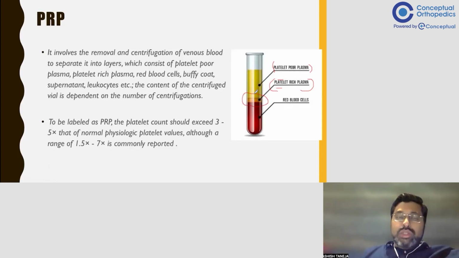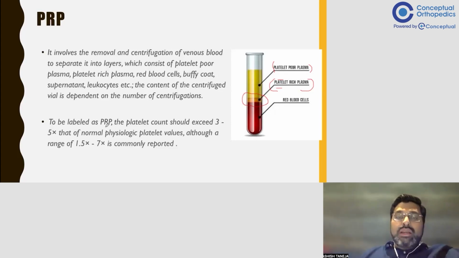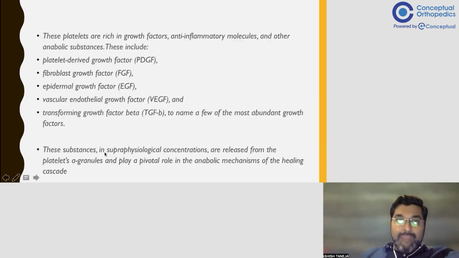It can be a leukocyte rich or a leukocyte depleted PRP. Both can be used. How do we label it as PRP? In that case, the platelet count should be at least 3 to 5 times the normal value. When this concentrate is 3x or 5x of normal platelet concentration of the blood, and normally it can even go up to 7x, we call it PRP.